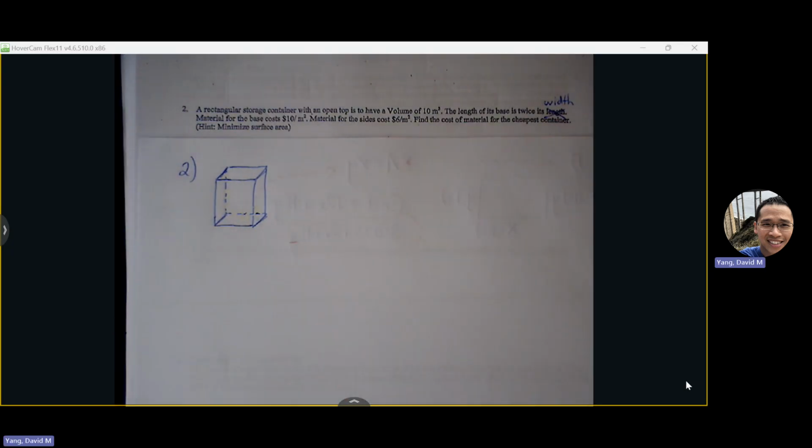We have a rectangular storage container with an open top to have a volume of 10 cubic meters. The length of its base, sorry, I meant to say length of its base is twice its width. Material for the base costs $10 per square meter. Material for the sides costs $6 per square meter. Find the cost of material for the cheapest container. We're trying to optimize surface area.